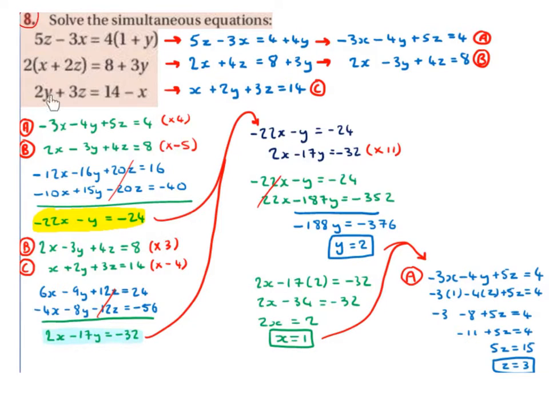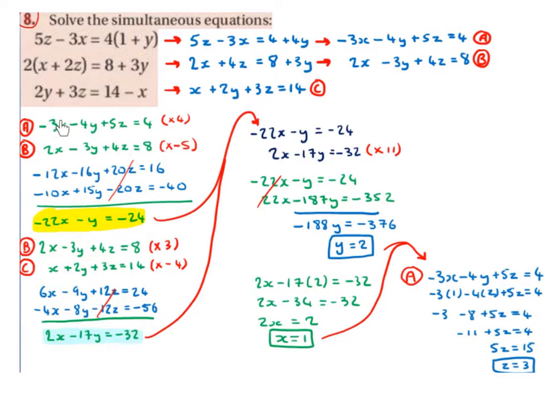And then I have my equation 2y plus 3z equals 14 minus x. All I have to do here is bring the x over the other side, and it becomes positive x. So I have x plus 2y plus 3z is equal to 14. So now I have three equations. I'm going to label them A, B, and C. I'm going to take two of my equations. I'm going to go for A and B, and I'm going to try and eliminate the z's.